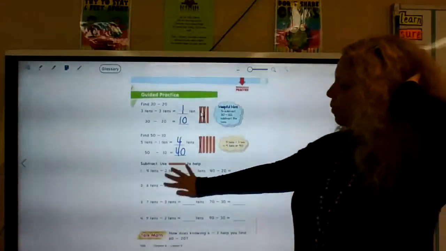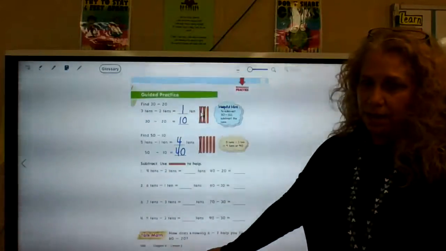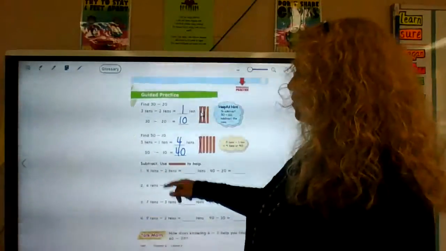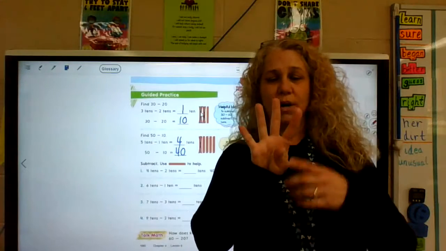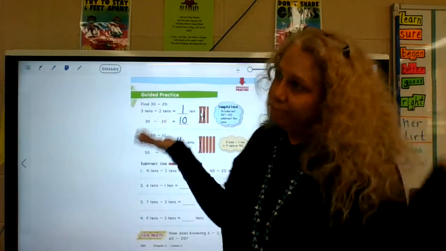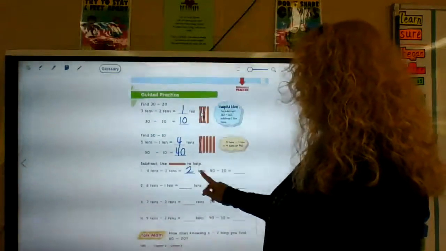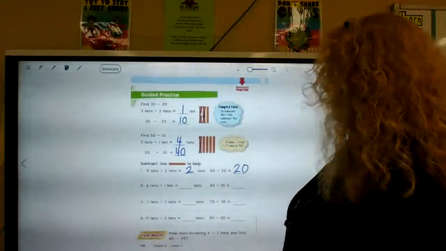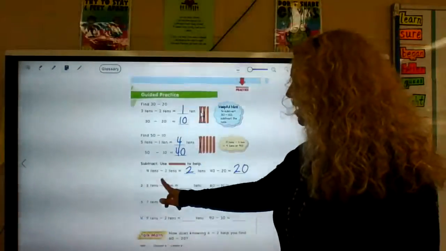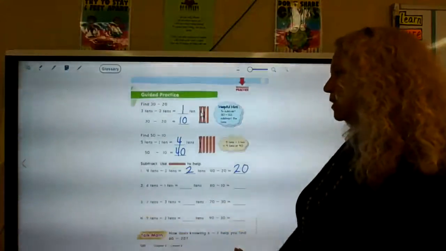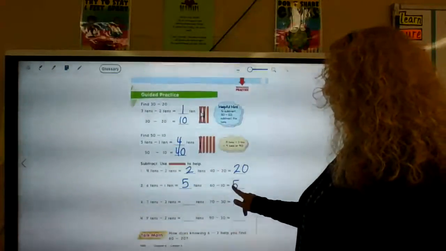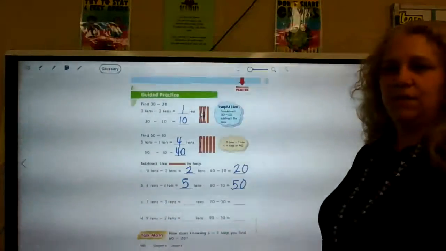Okay, down here, if you want to use your cubes to help you, you can. You don't have to. Because look, 4 tens minus 2 tens. So really we're just thinking of it as 4, and these kind of look like tens, our fingers. 4 minus 2. What's 4 take away 2? 2. And so 40 minus 20 is 20. Remember we did the same thing, but it was adding? 6 tens minus 1 ten. 6 tens minus 1 ten is 5 tens. 60 minus 10 equals 50, because that's 5 tens, so that's 50.